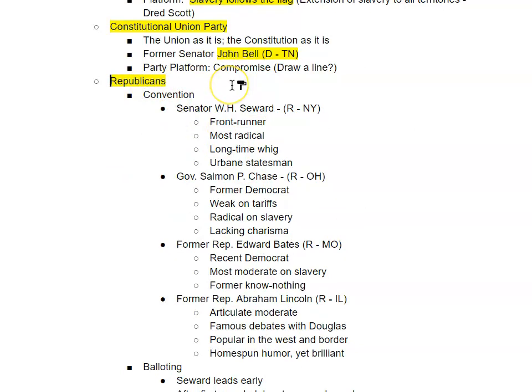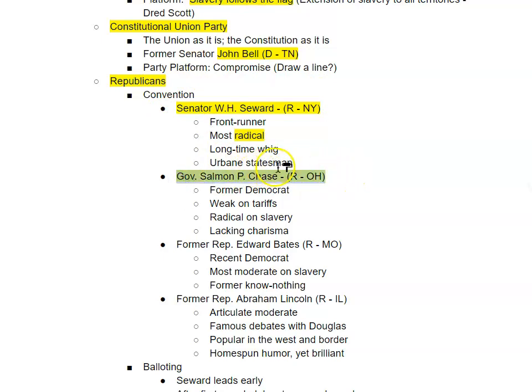Most significantly is the Republican Party. At their convention, they have 4 major candidates who all gather a number of electors in their convention primary process. The frontrunner was Senator William Henry Seward, a longtime Whig, longtime Republican, and he was the most radical on the issue of slavery. He came closest to William Lloyd Garrison and the position of ending slavery no matter what. He was a sophisticated, urbane statesman who had quite a reputation and was a New Yorker, which brought him a lot of backing from a very populous state.